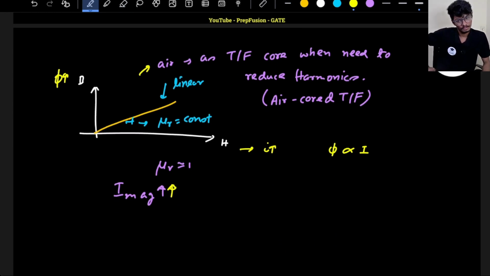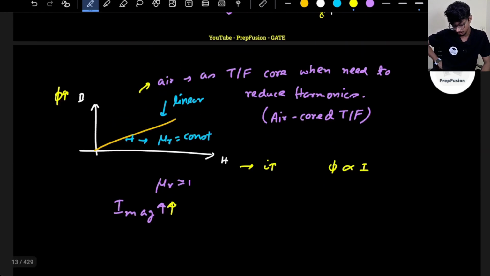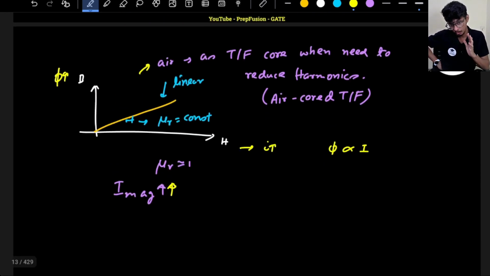Got it? Understood? I am telling you practical things as well, because in the interview you might get asked why we sometimes use an air core transformer if its permeability is bad, or why we don't use an air core transformer. So knowing all these things is actually important.